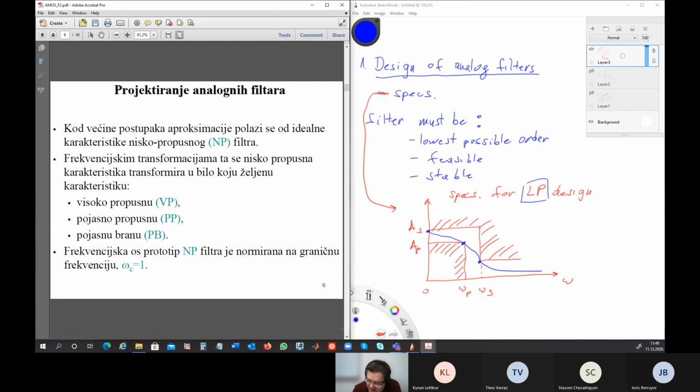Then in the next step, we can apply some transformations. Here are possible transformations like low pass to high pass, low pass to band pass, low pass to band stop. We have now just seen how it works when low pass is transformed to band pass. So you remember this: s square plus omega 0 square over bs. Here is inverted, bs over s square plus omega 0 square, and here is omega 0 over s. So this is how this transformation looks like. Okay.